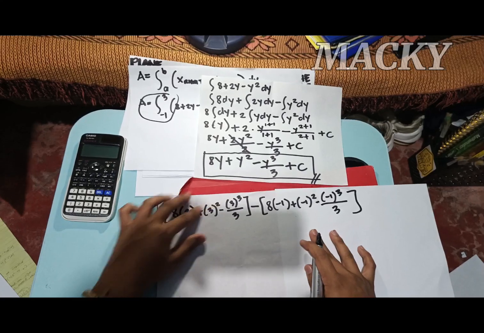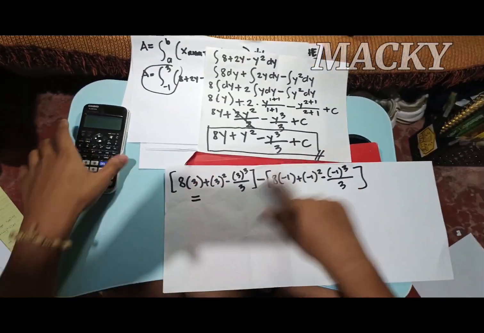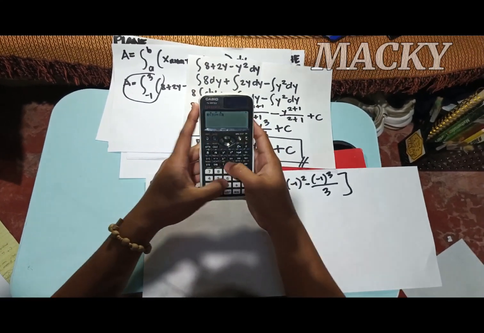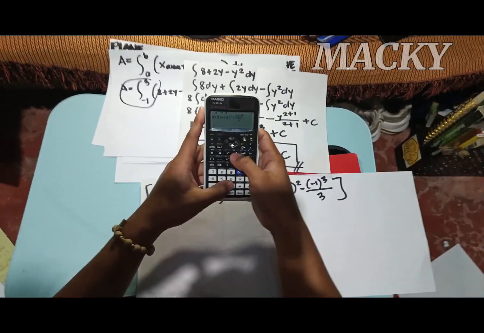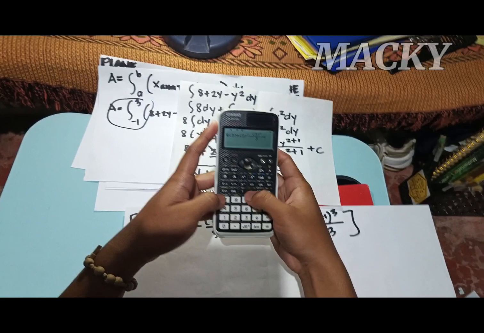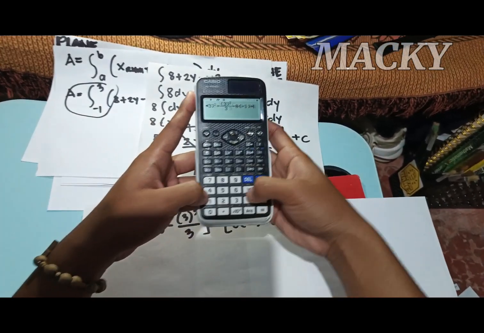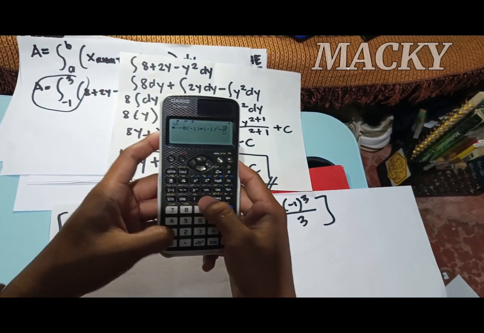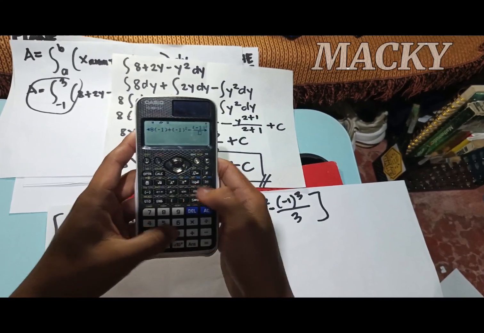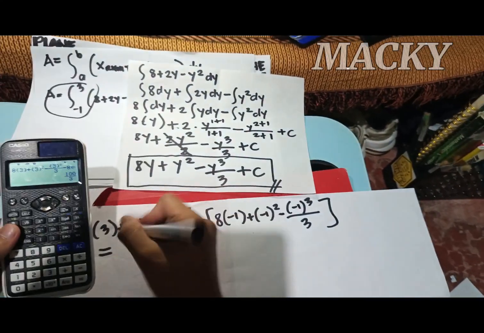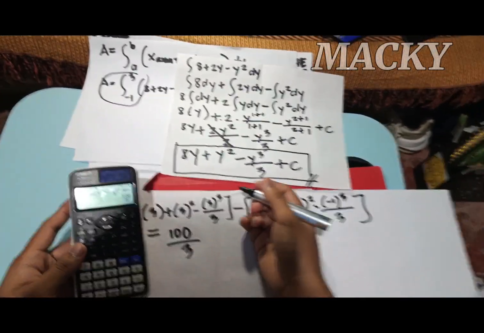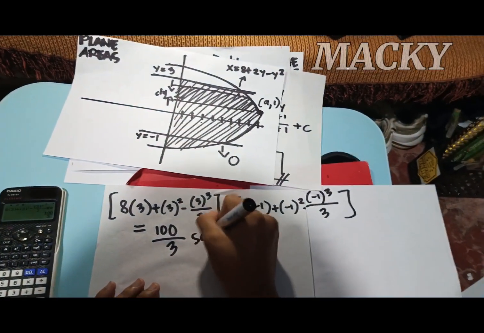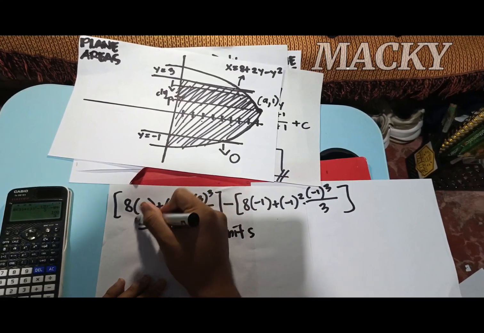After this, we can calculate the answer. So we input it in the calculator: 8 plus squared minus cubed over 3, minus 8 times negative 1 plus negative 1 squared minus negative 1 cubed over 3, is equal to 103 over 3. So our answer is 103 over 3. The area is 103 over 3 square units. So now we have answered the question.